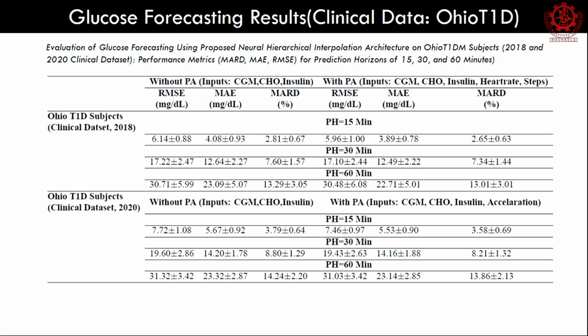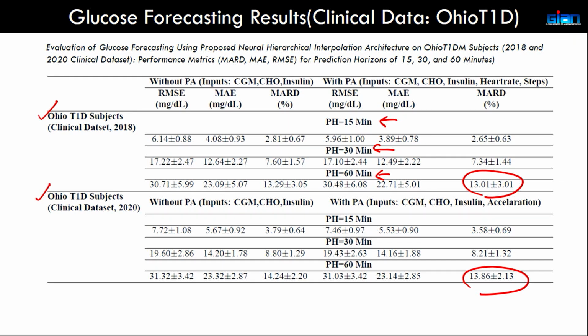When we compare this, we have implemented this on the Ohio T1D data set. As you know, there are two Ohio T1D data sets, one from 2018 and one from 2021. Over there we have done forecasting for the three standard prediction horizons, 15, 30 and 60 minutes, and then we look at the MARD, which is slightly lower than the previous work, as we will show you very shortly.